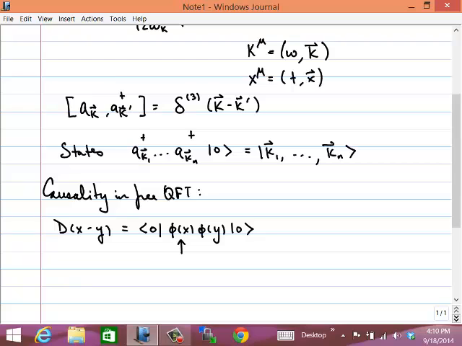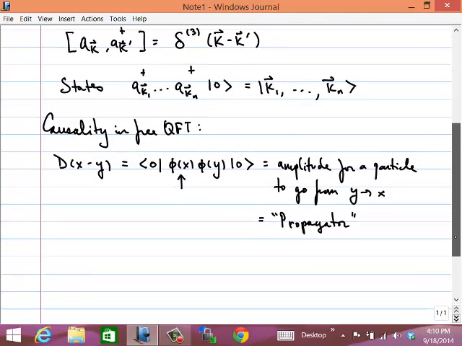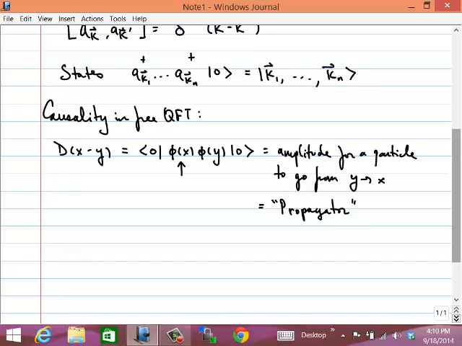And you could compute the overlap between those two states, and this would give you the amplitude for a particle to go from x to y, or I suppose it goes from y to x, because of the way that I've ordered these operators. And this is known as the propagator of the theory. And just about all of the class today will be spent in an exploration of these propagators and their properties. Are there any questions before I continue?